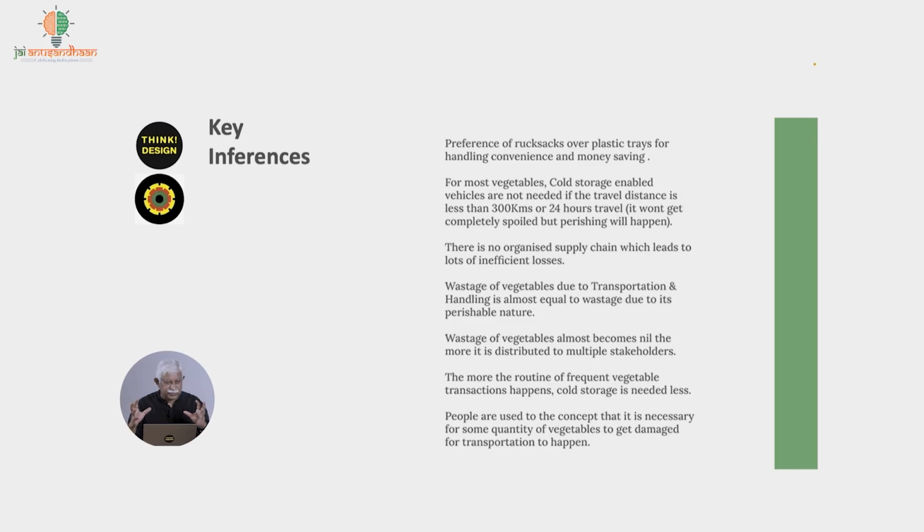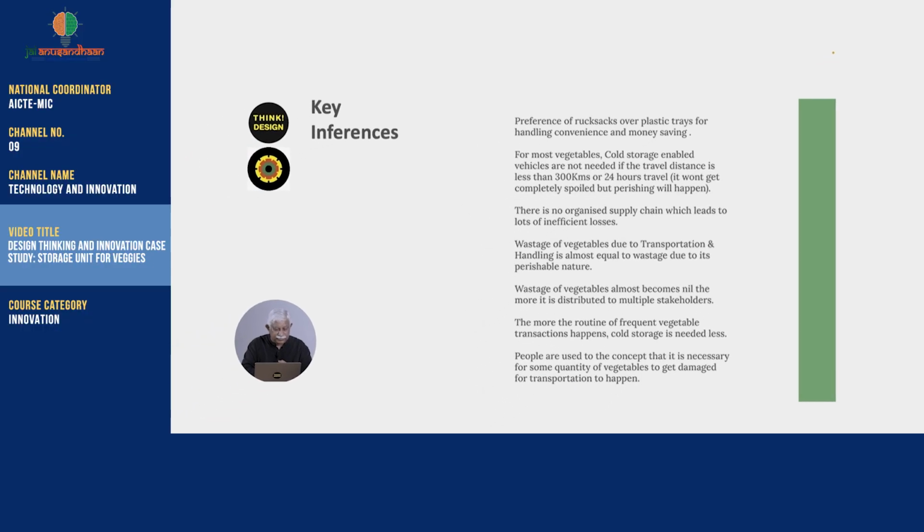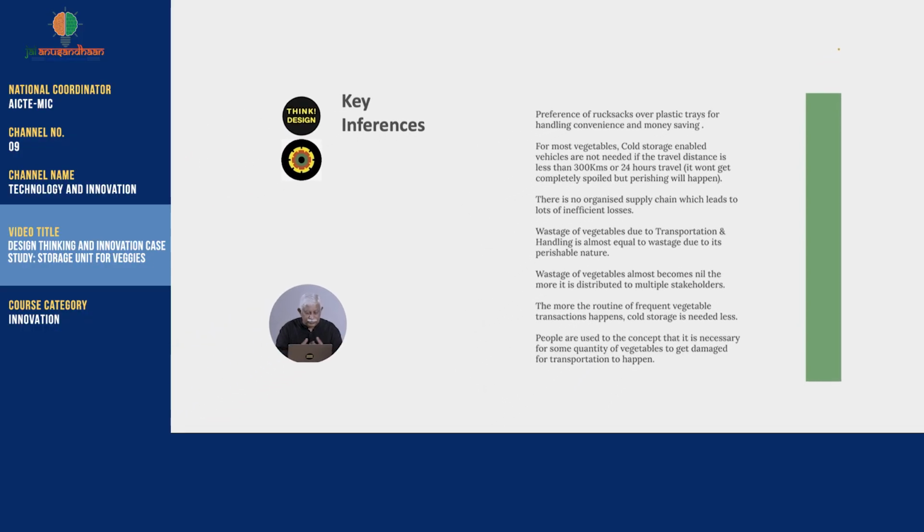Also, cold storage, especially for short periods, was not preferred, and there was no organized supply chain, which leads to lots of inefficient losses. Wastage of vegetables due to transportation and handling is almost equal to the wastage due to its perishable nature. So I think something has to be done in its journey from the farmland to the market. Wastage of vegetables almost becomes nil.